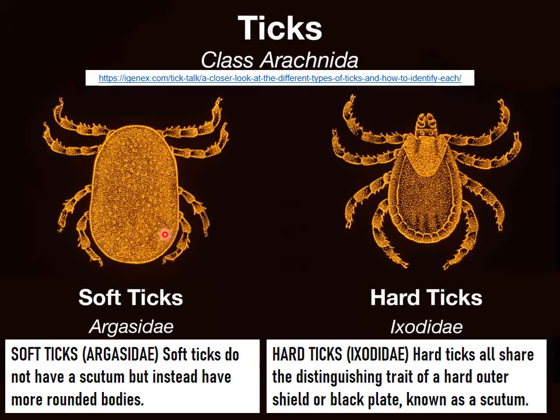Now, the difference between a soft tick and a hard tick is that the hard tick has something called a scutum. So the hard tick has a scutum, which is very similar to an exoskeleton, versus a soft tick, which does not have the scutum, so its body is soft.